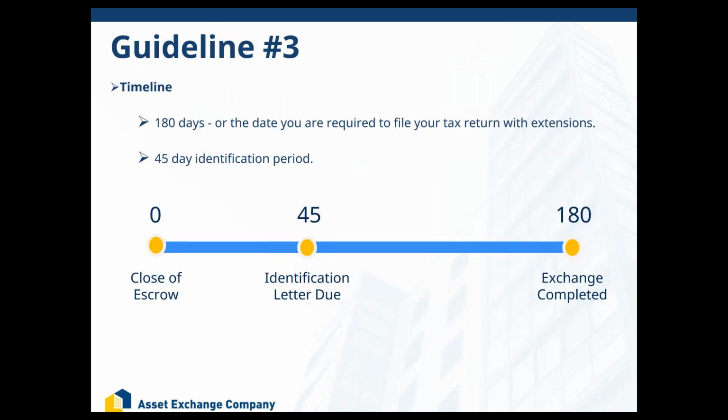All right, now, guideline number 3, there are some timelines everyone needs to be aware of. From when you sell your relinquished property, from the closing date, from that point forward, you're going to have 180 calendar days to purchase any replacement property or properties. And that's calendar days, folks. That's holidays, that's weekends. Next Monday is the July 4th holiday. That's included, all right?